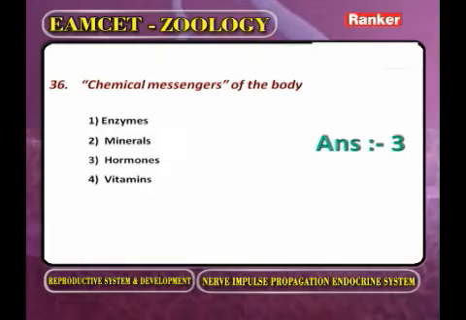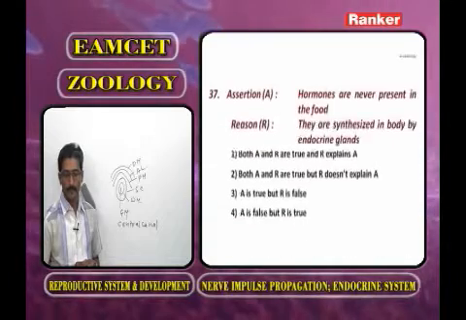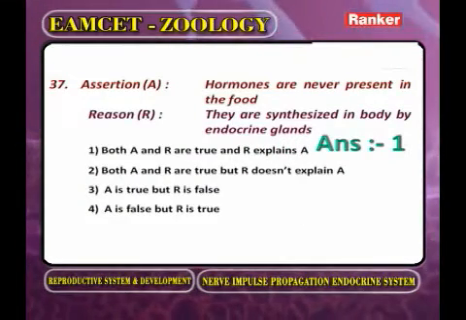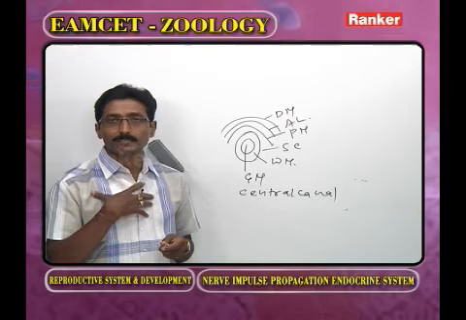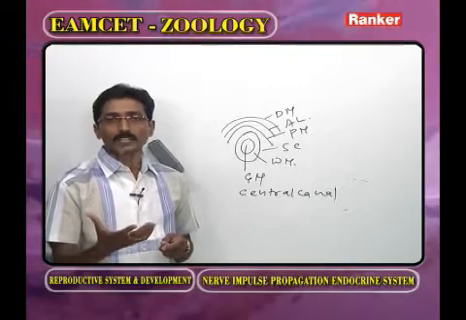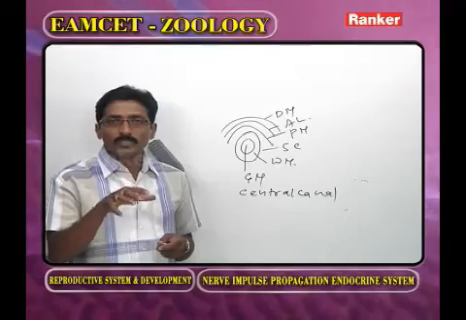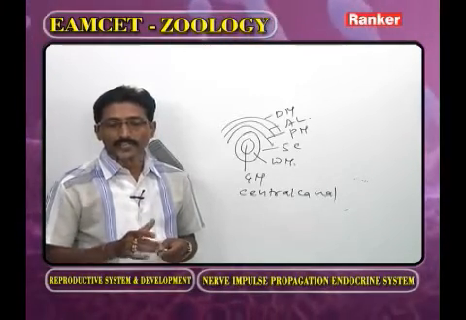Chemical messengers. In the body of vertebrates, the ductless glands are called endocrine glands. Endocrine glands secrete hormones. They are called the chemical messengers. Next question. Hormones are never in the food material. We are not getting the hormones from the outside because the hormones are synthesized by endocrine glands. They are also called ductless glands. The endocrine glands release hormones in the blood plasma. Now both are correct. R explains A. Next one.